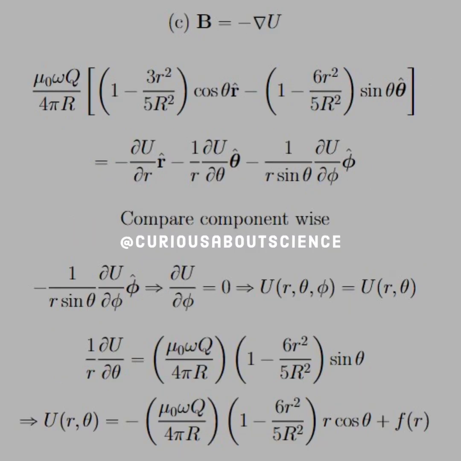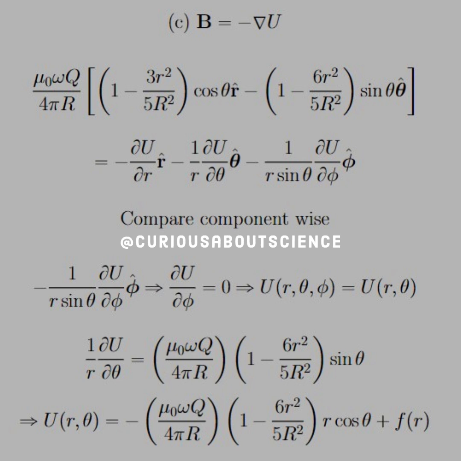Good to go. For part C, we see that B has to be the negative gradient of U. So just plug that in. Have fun with that. We see that the magnetic field is equal to this first term in the brackets. And we know that the negative gradient can be expanded term by term like that. So if we compare this component-wise, we have negative 1 over r sine theta dU d phi, phi hat. We don't have any component to compare it to, so it has to equal 0. So we set that equal to 0, get rid of all the constants and such, and solve away.